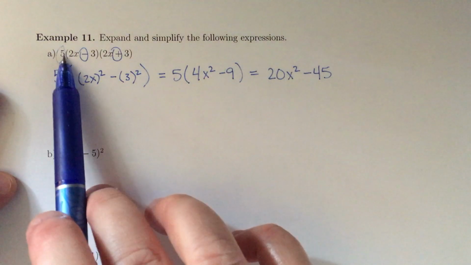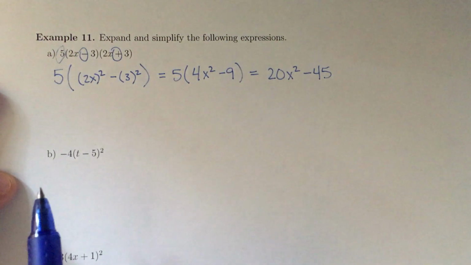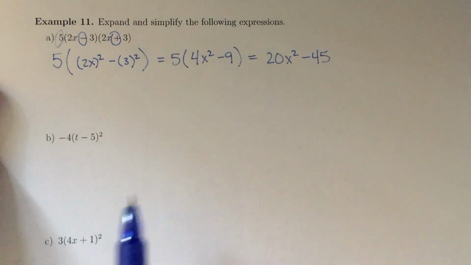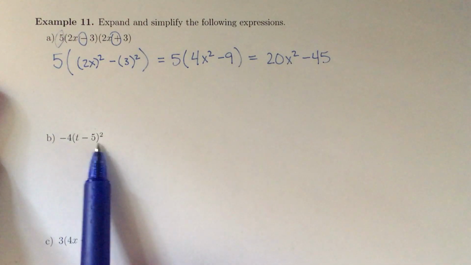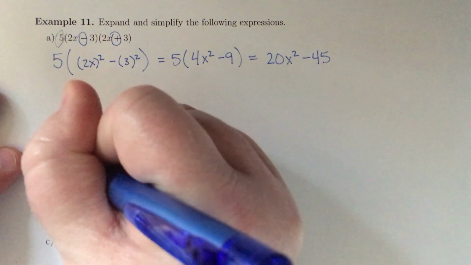And that would have been the same thing as if you distributed the 5 inside one set of parentheses and then used FOIL or the box method. These last two are not difference of two squares. This is now one of those perfect squares where it really is a FOIL problem.